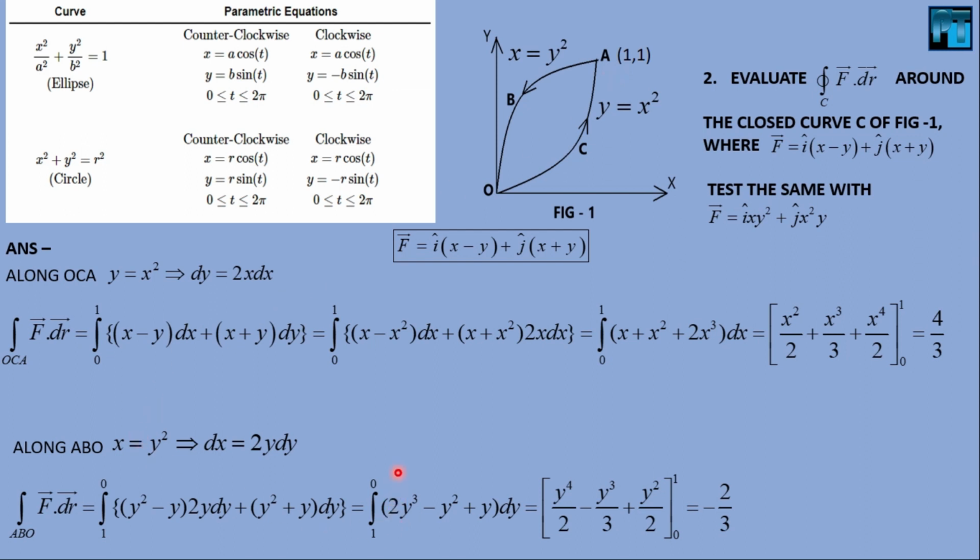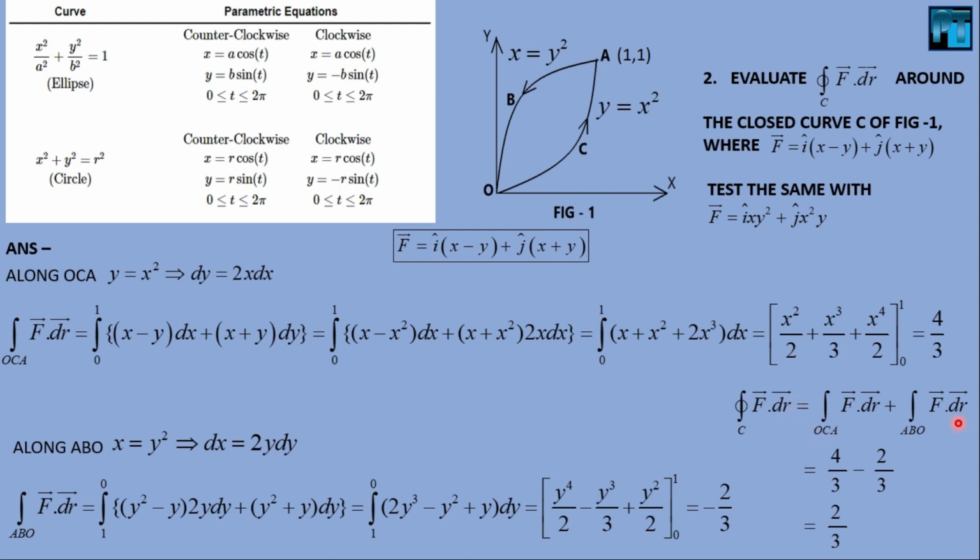Now from 1 to 0, everything is converted into y: 2y cube minus y square plus y dy, and the result is minus 2/3. Again, you can check for yourself. You can also convert all the y's into x, and check whether minus 2/3 is the answer or not. Now for OCA and ABO, we have different values. Now what is the value of the closed line integral?